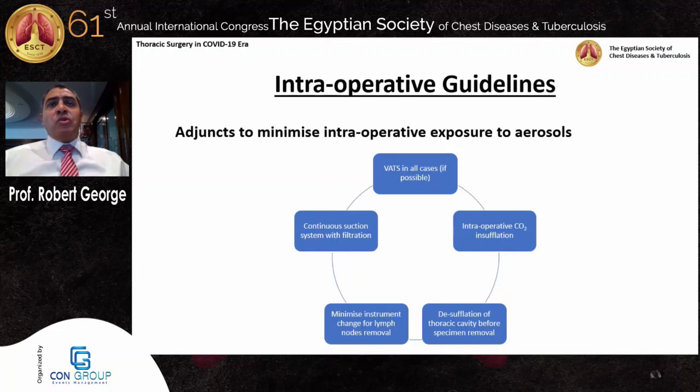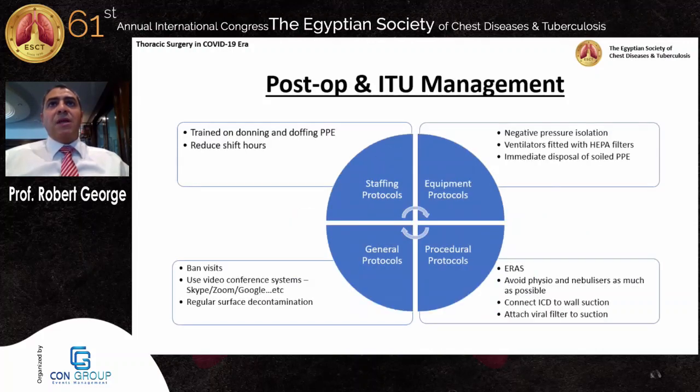Intraoperatively, we proceed with VATS in all possible cases to minimize aerosolization of the viral loads or viral droplets. We use carbon dioxide insufflation, and before we come out of surgery, we desufflate the thoracic cavity before specimen removal. We minimize instrument change for lymph node removal, and we continue suction using a filtration system.